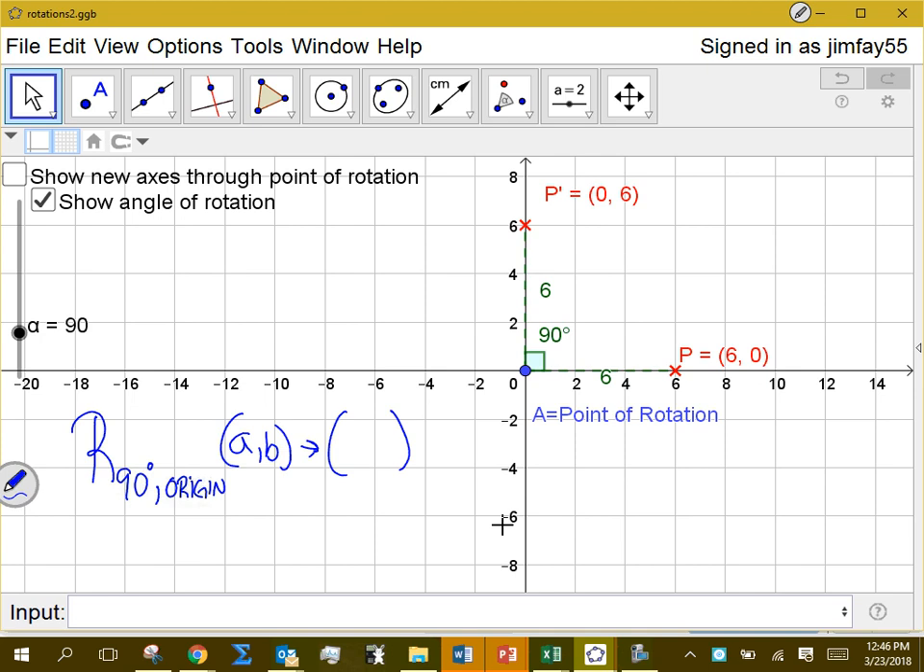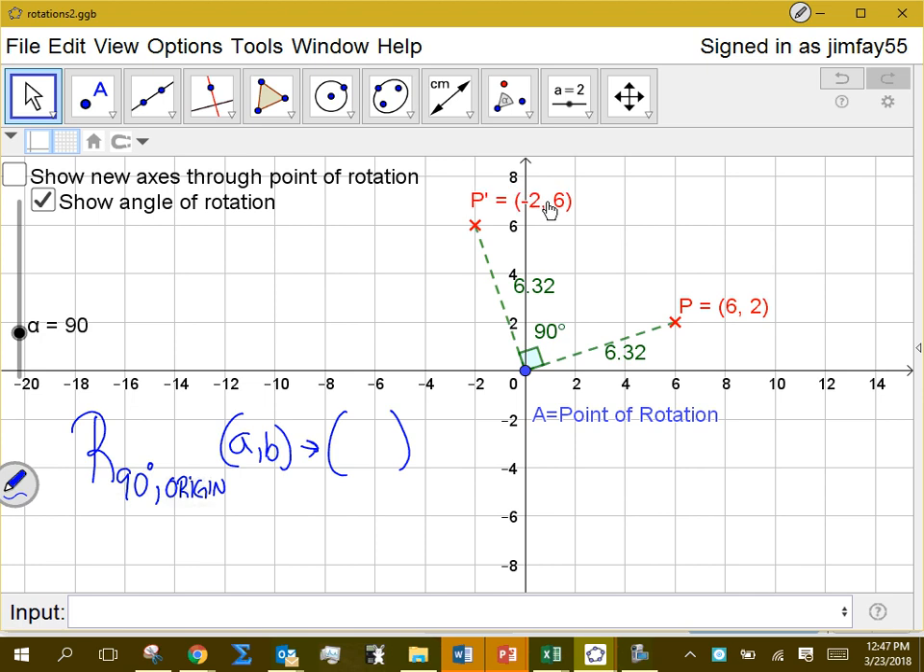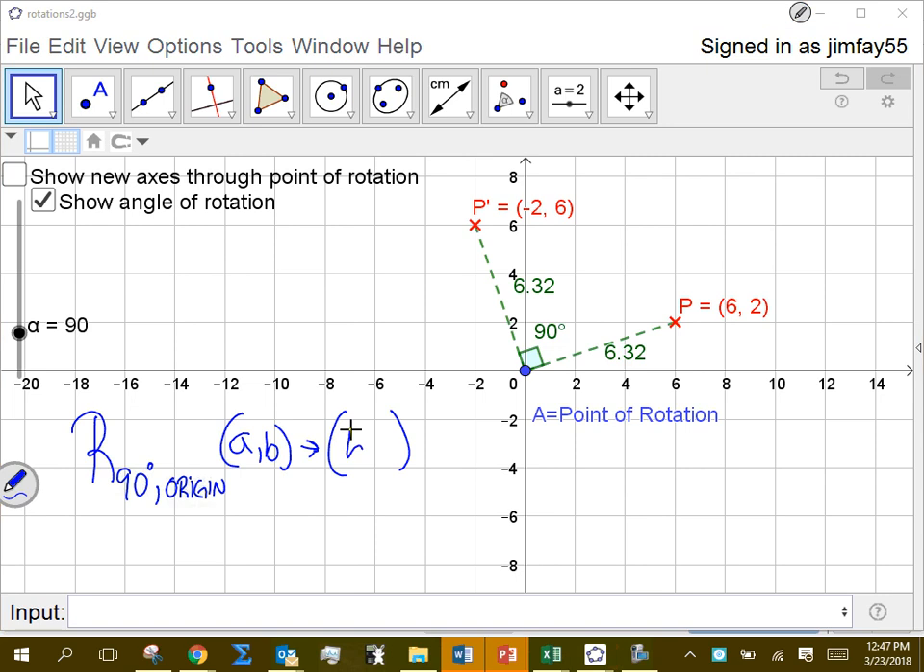Let's see what happens if I move this point P to be 6, 2. That 90 degrees had to be maintained for my rotation, right? What happened to the ordered pair now? Yeah, so they flip-flop, so it became B comma A, right? But now this first coordinate, the x-coordinate of your image, is negative, or the opposite of what it was over here.